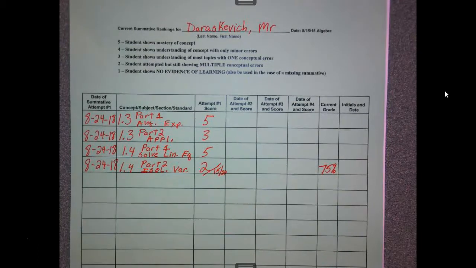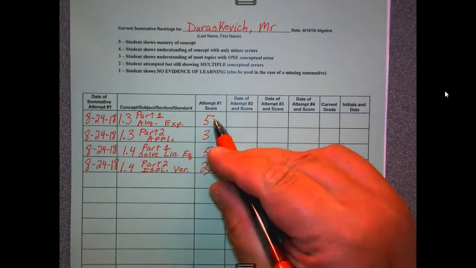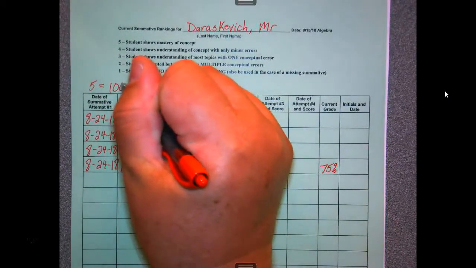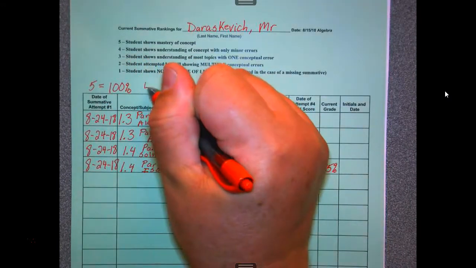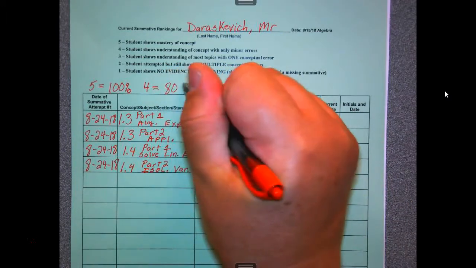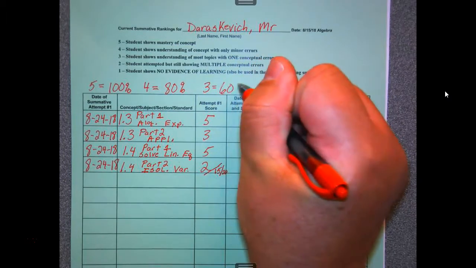Now, you can do this individually too, because that's what Skyward does. Percentages. Well, 5 out of 5 is what? 100%. 4 out of 5, 80%. 3 out of 5. See a pattern?